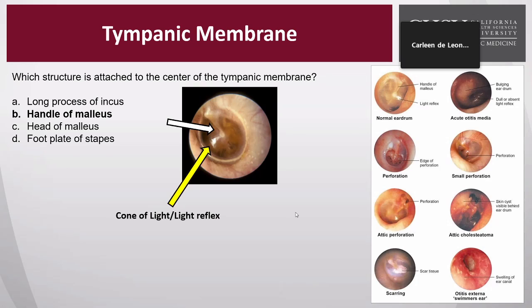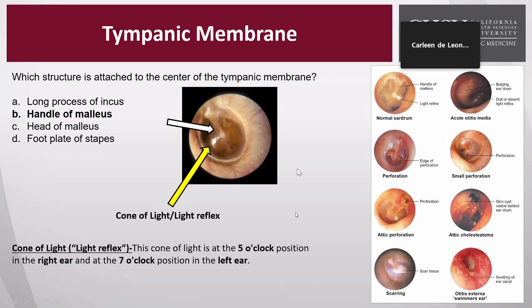No, probably not. So obviously, when you're looking at a patient, you're going to know if you're looking at their right ear or left ear. But if you're looking at an exam question or you see this picture, you could tell that it's the left ear because the light reflex is at 7 o'clock. Did I say that backwards? Oh, no, that's right. 7 o'clock is the left ear and 5 o'clock is the right ear.